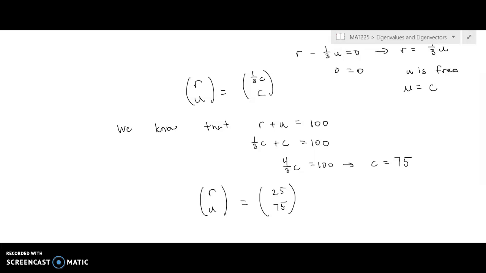In the ensuing videos, we're going to actually learn what this vector is called. It's called an eigenvector, and there's a scalar associated with this eigenvector called an eigenvalue.